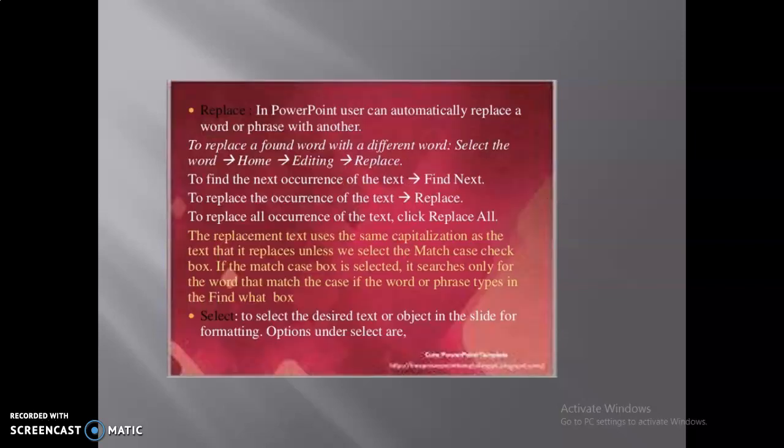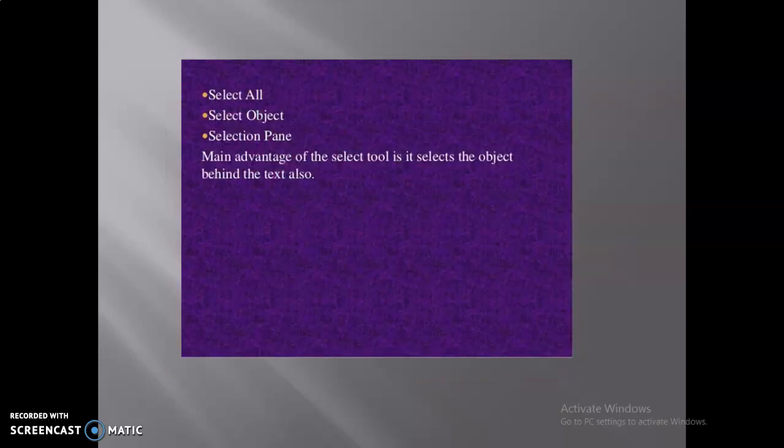Replace. In PowerPoint, the user can automatically replace a word or phrase with another. First of all, we are going to Home, Editing and Replace. Then Select: select all, select objects, select pane. The main advantage of the select tool is to select the object behind the text.